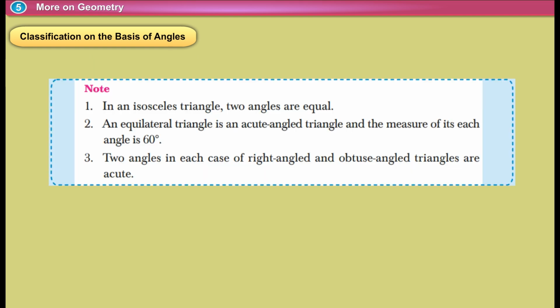Note: 1. In an isosceles triangle, 2 angles are equal. 2. An equilateral triangle is an acute angle triangle and the measure of each of its angles is 60 degrees. 3. 2 angles in each case of right-angled and obtuse-angled triangles are acute.